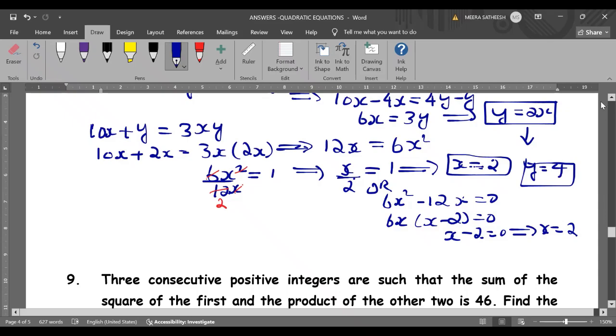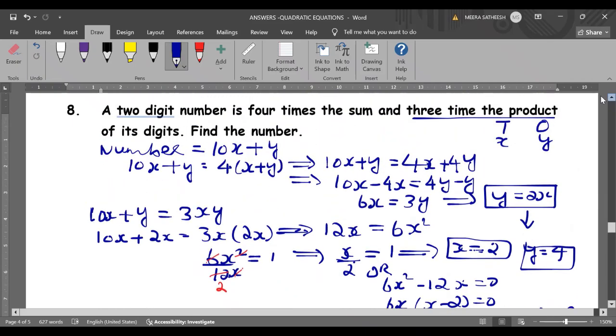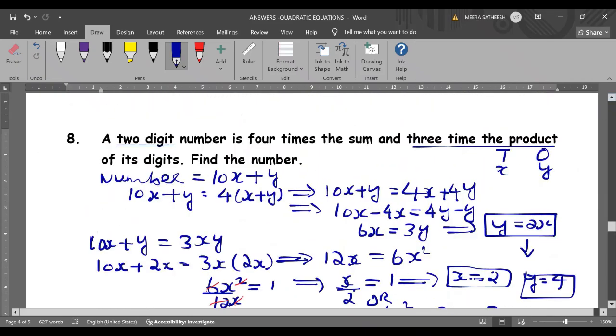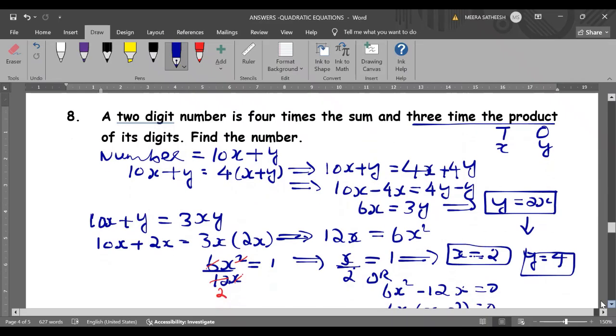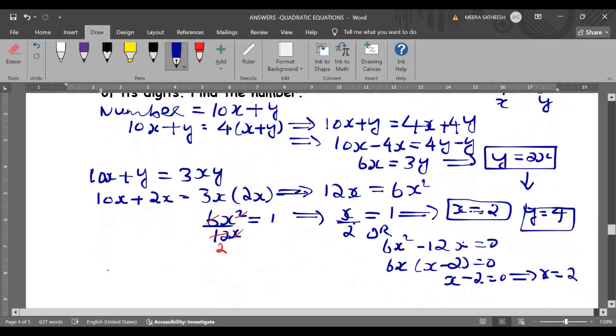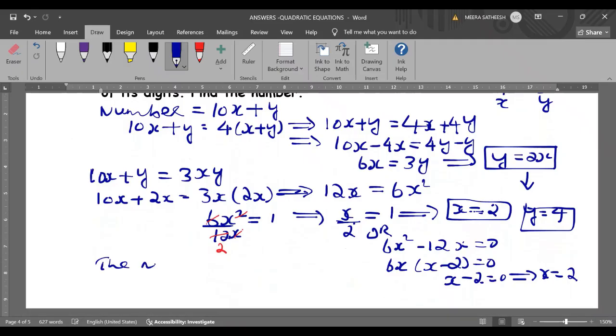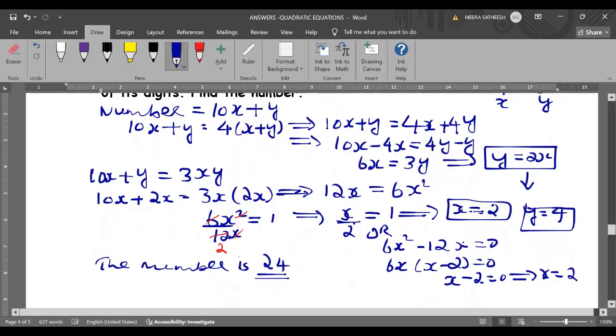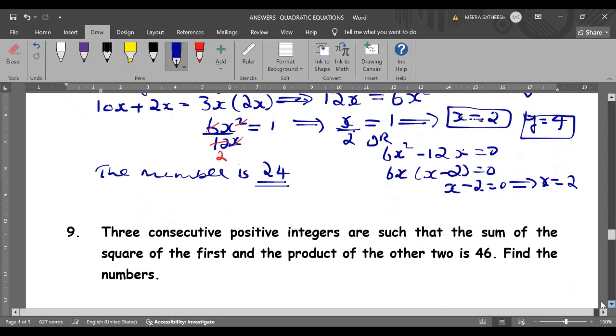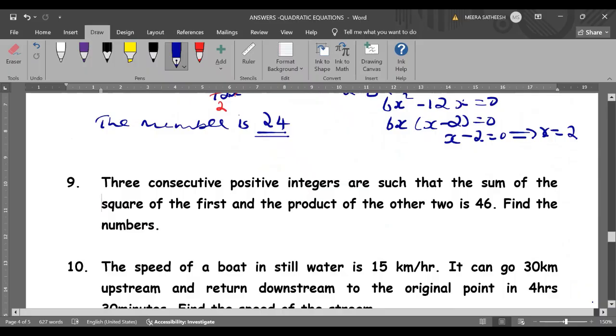So the number, 2-digit number, 10's place x, 1's place y. So the number is 24. The number is 24. Now question 9.